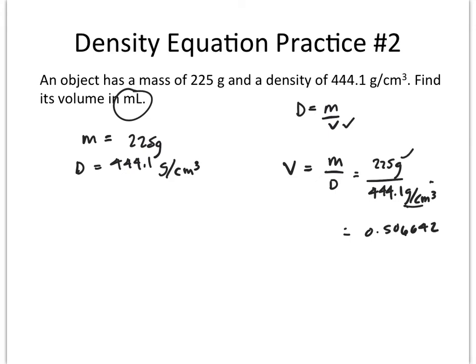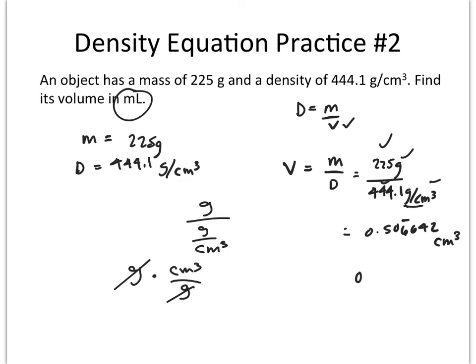So if I have grams on top and grams per centimeter cubed on the bottom, that would be the same thing as saying grams times centimeters cubed over grams, right? Multiplying by the reciprocal is the same as dividing. Grams and grams cancel, so centimeters cubed is what I end up with here. Significant figure-wise, 3 sig figs, 4 sig figs. So we get our 3 sig figs there, 0.507 centimeters cubed is what we have.